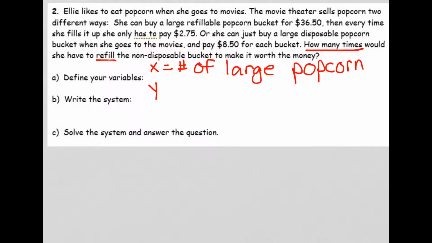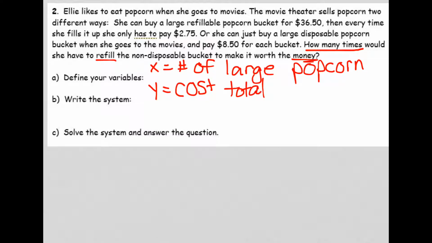And then Y is probably going to have to be something with money because we want to know when it's worth the money. So when is it cheaper to buy the disposable program than it is just to buy the refillable program? So we'll say that Y is the total cost for the whole year or for how many times you fill up the bucket. Okay, write the system.